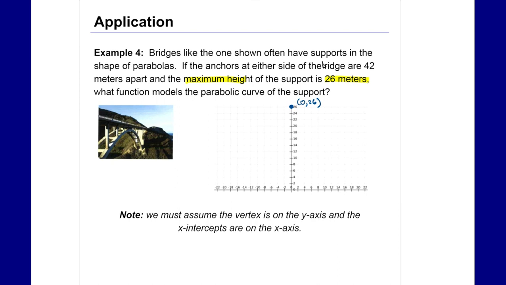We then need our r and our s values, our two x-intercepts, and that tells us that the anchors on either side of the bridge are 42 meters apart. So if the vertex is in the middle and the anchors are on either side separated by 42 meters, that must mean they are 21 meters away from the middle. So we have our s value, we have our r value. One's at negative 21, 0. The other one is at positive 21, 0. And this forms our parabola, roughly.